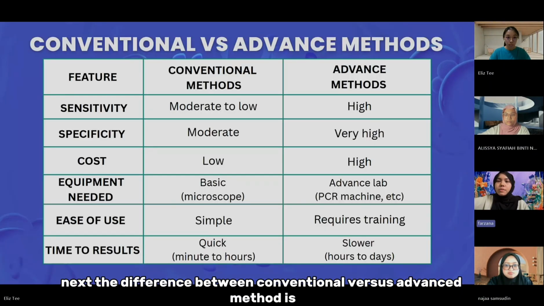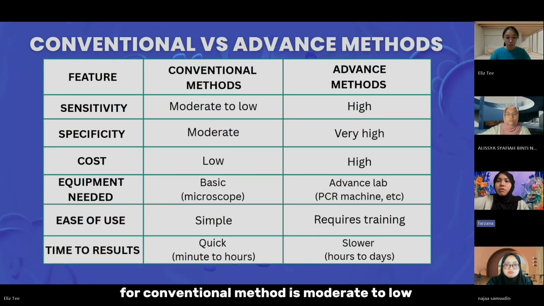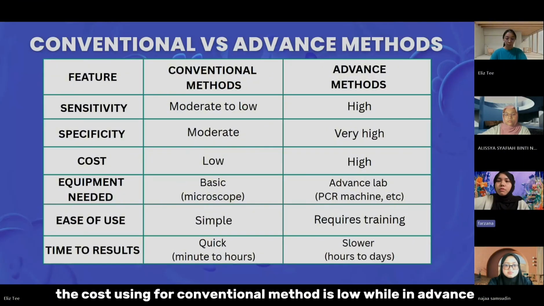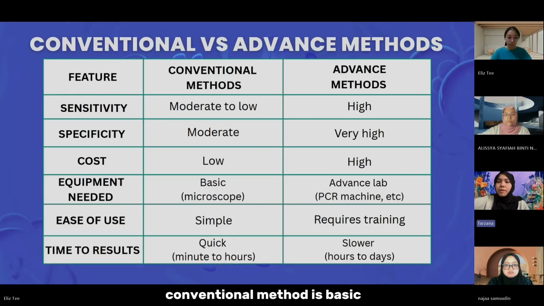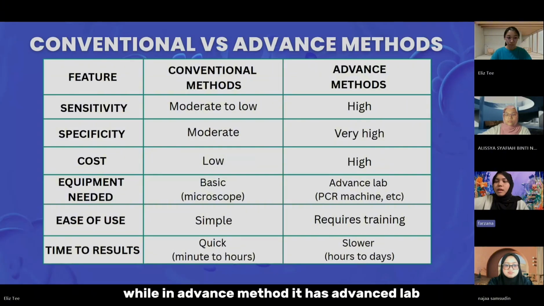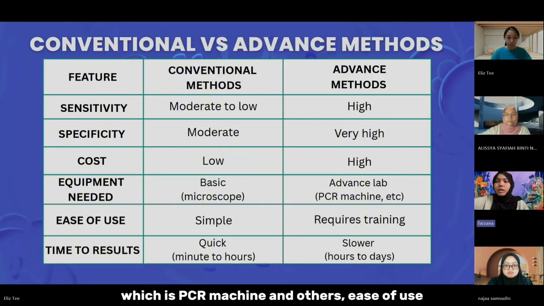Next, the differences between conventional versus advanced methods. In sensitivity and specificity, the conventional method is moderate to low, rather than the advanced method, which is high. The cost of the conventional method is low, while the advanced method has a high cost. For equipment needed, the conventional method is basic, such as a microscope, while the advanced method needs an advanced lab, such as a PCR machine and others.